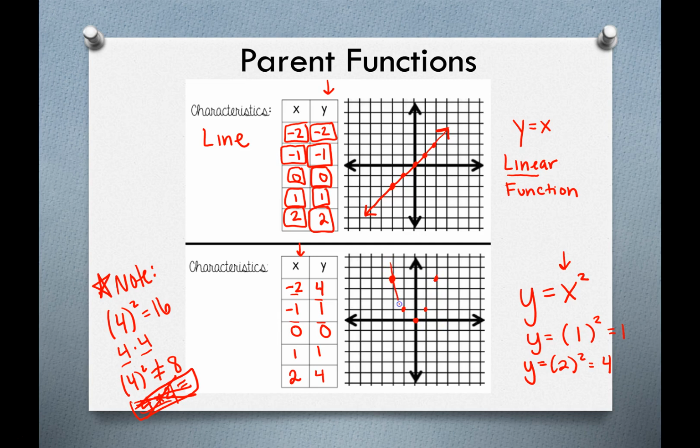You're going to connect these points, draw your arrows, and that is what we call a parabola. The characteristic is a parabola. It is a happy face. And then sometimes we will have a sad face if we have a negative out in front, but we will talk about that later.